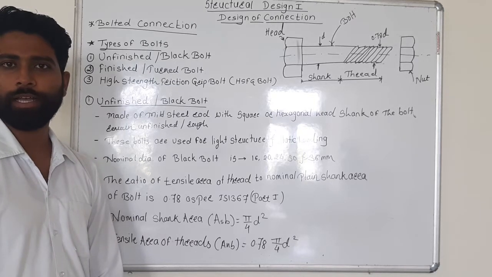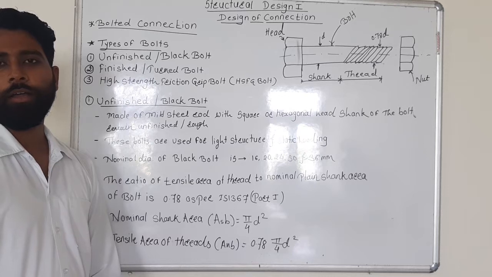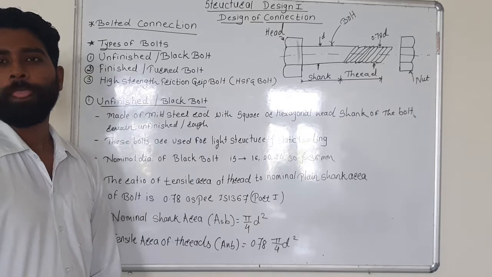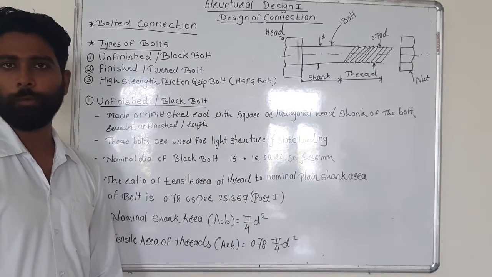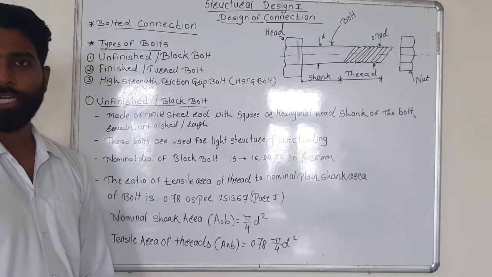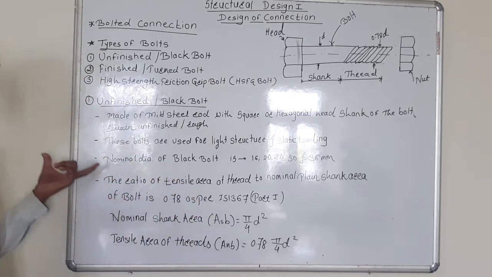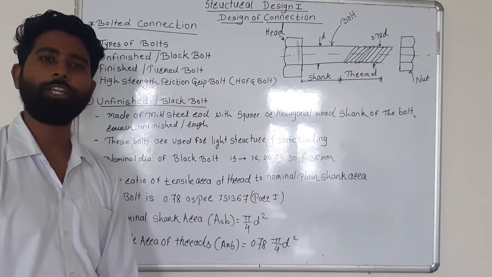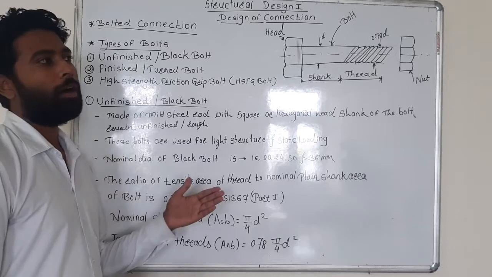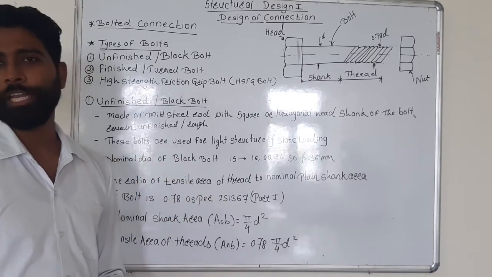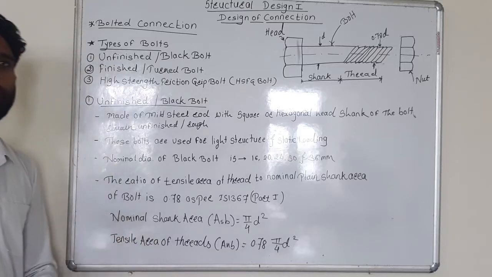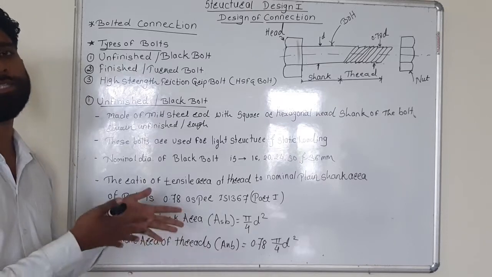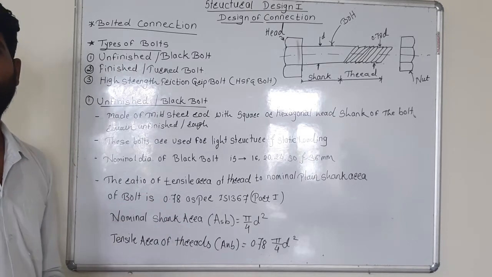It is the connection of the members, so different members are connected. Designing the connection is the most important part in structural design. I already discussed the types of connections. There are three types of connections: riveted connection, bolted connection, and welded connection. These three types of connection are widely used in steel structural members or steel structures.